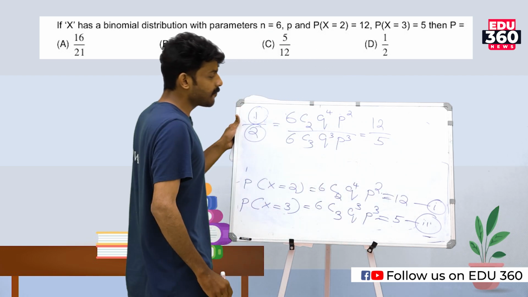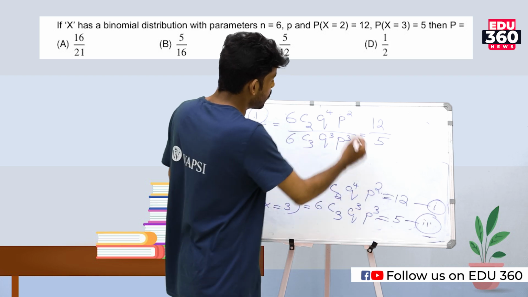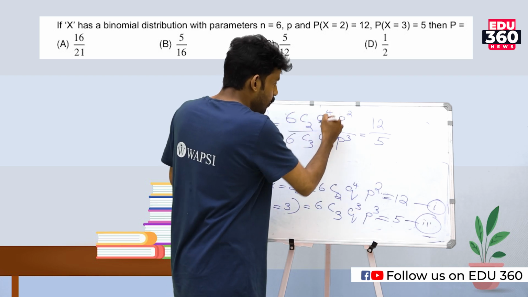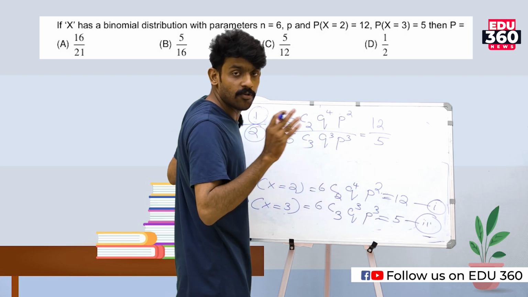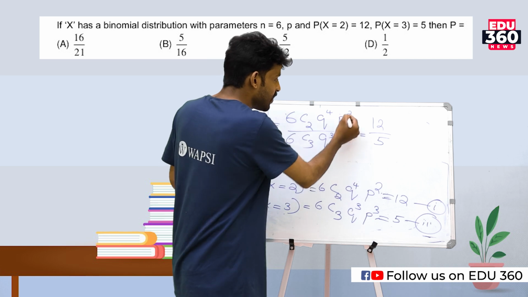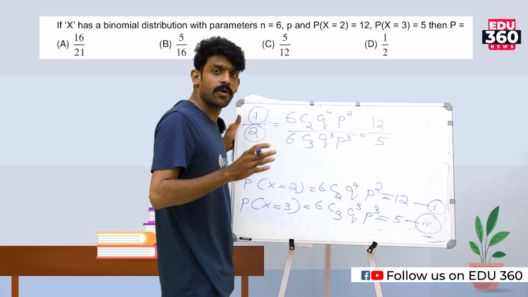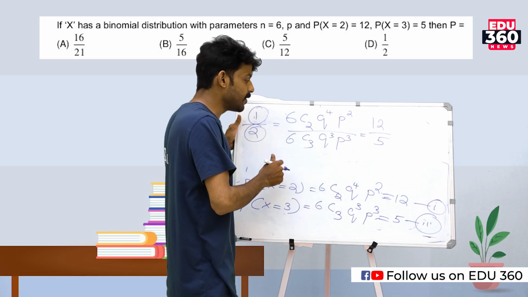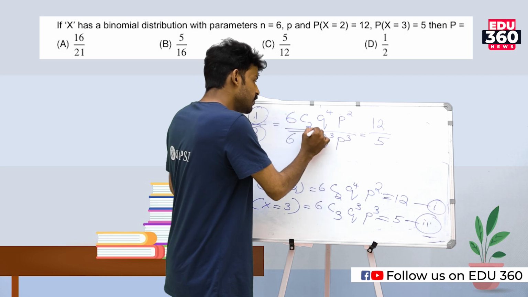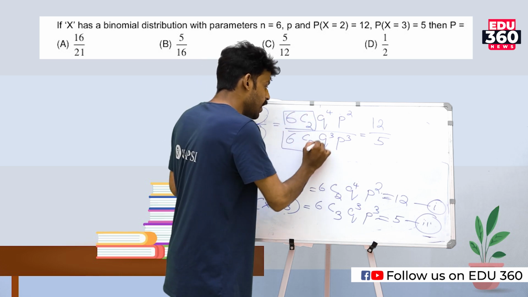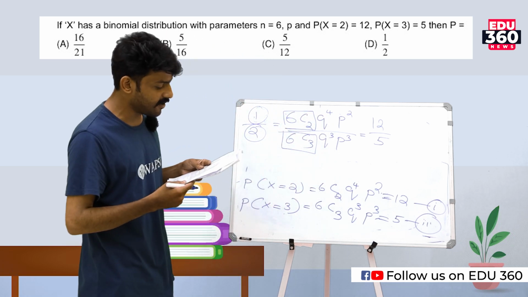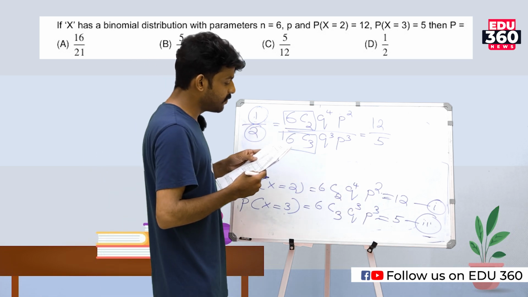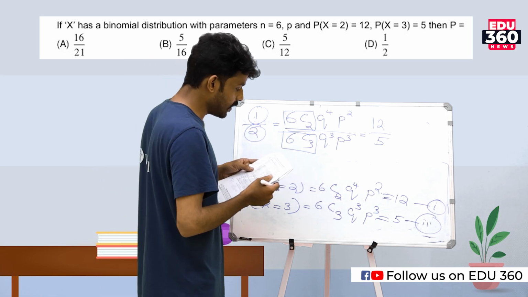Now just look here, we can cancel. On the numerator, only q is remaining, since p square is not there in the numerator. And we can find the values of 6C2 and 6C3. The value of 6C2 is 15.